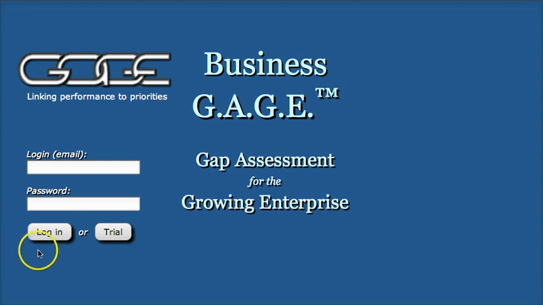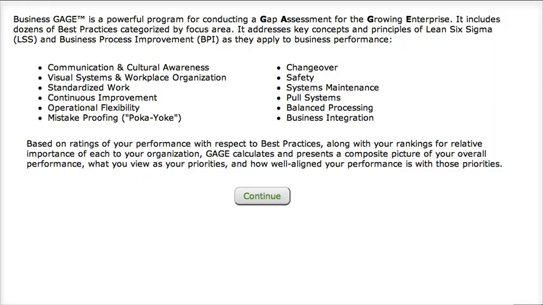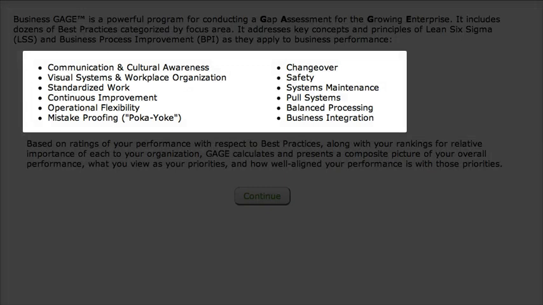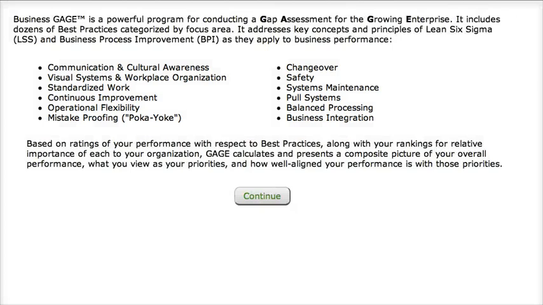Here we see the splash screen where the program is launched. This is a brief overview of the scope of the program. As you can see, there are 12 different categories of best practices relating to various aspects of business operations.